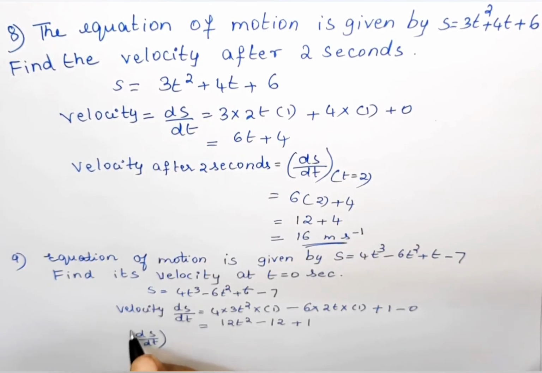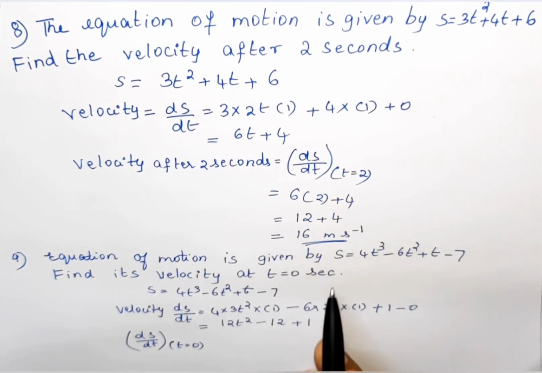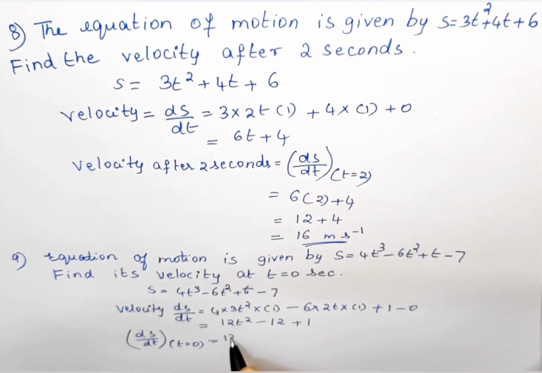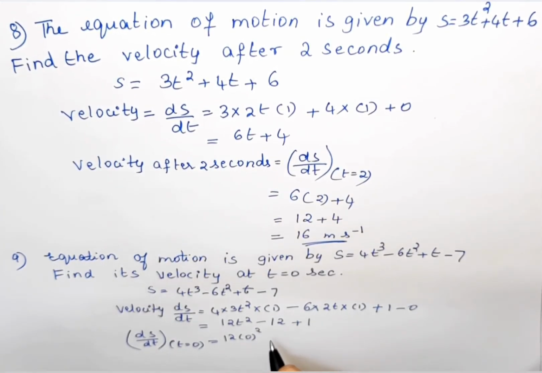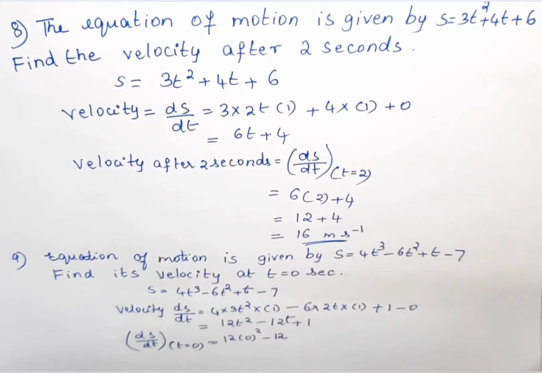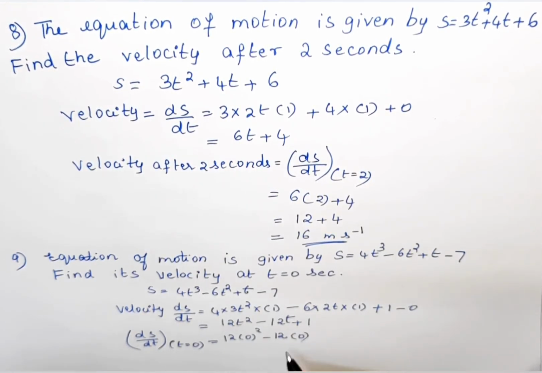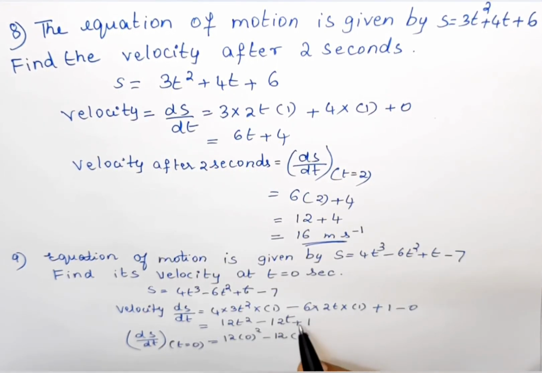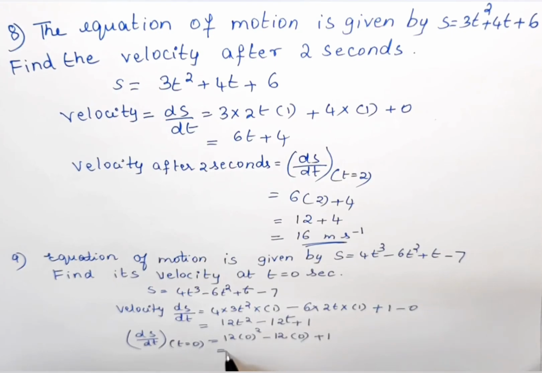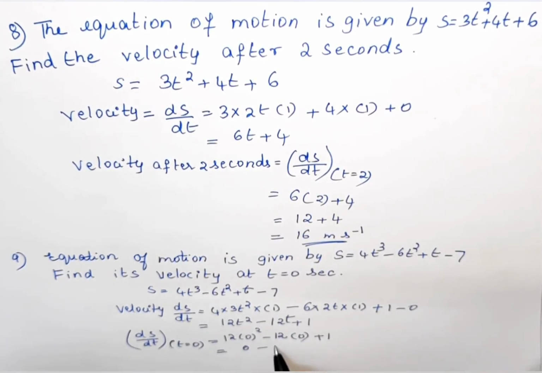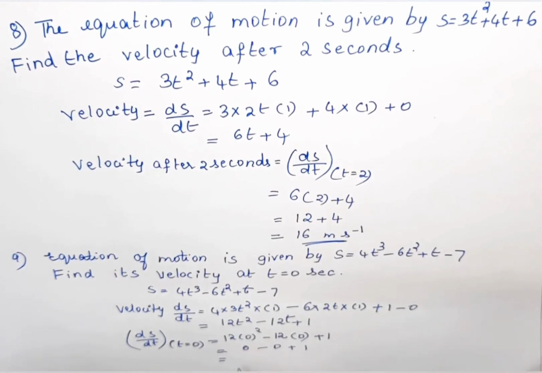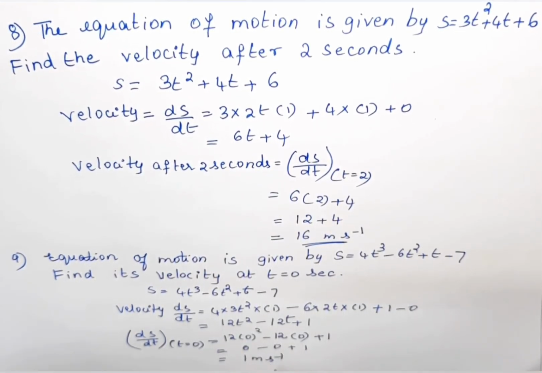So that is our ds/dt. Now we have to find ds/dt at t is equal to 0. 12t square minus 12t plus 1. Let us put 0 in place of t. So this will be equal to 12 into 0 square is 0, minus 12 into 0 is 0, plus 1. So the answer is 1 meter per second.